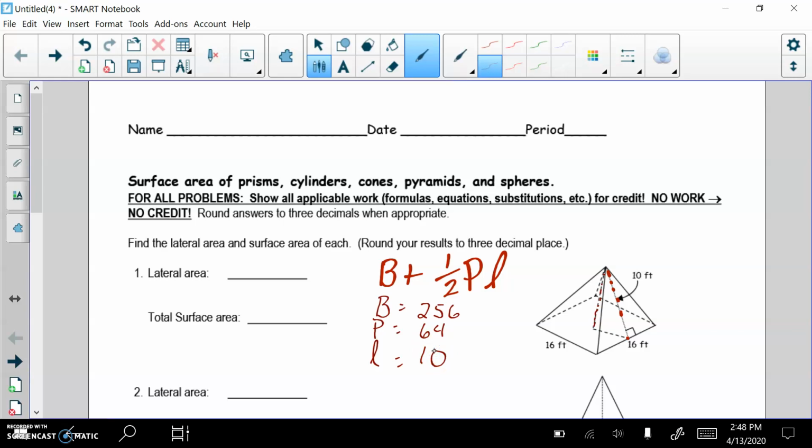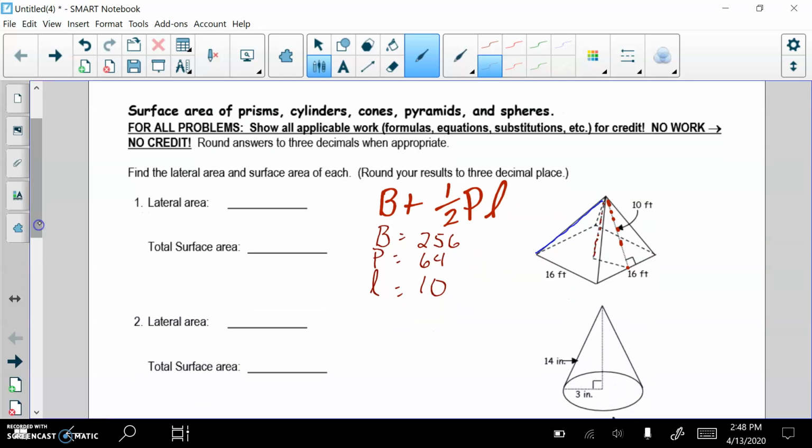The slant isn't an edge. I'll highlight an edge. This is an edge. That is not the slant. So sometimes we're going to have to use the Pythagorean theorem when we're not given explicit information, and in questions to come probably. So I plug my numbers into my equation.